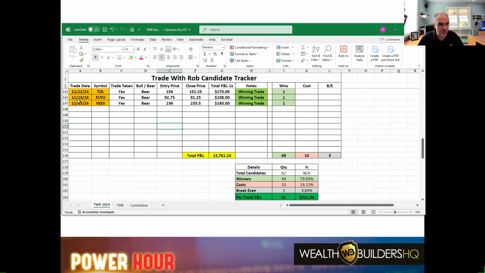on Friday either. So 2 of them, FUTU, we got in at 92.75, was a bearish trade. We got out at 91.25, gave us $108 of profit as a winning trade. And then VEEV, we got in at 236, we got out at 233 and a half. That was $180 of profit.